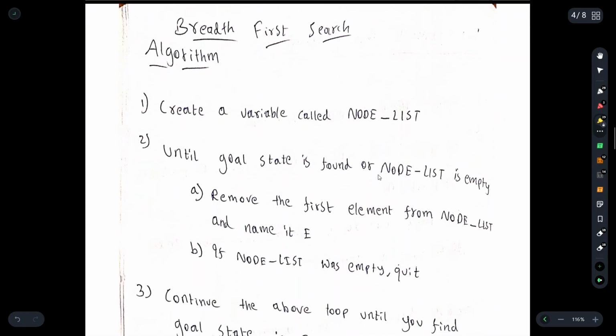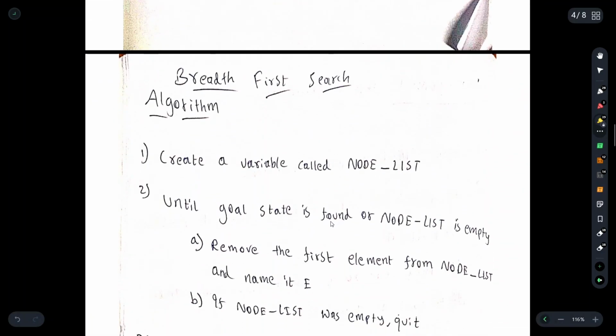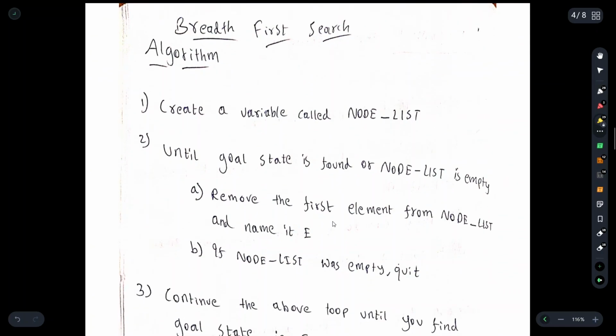Now here we can see the algorithm. We need to create a node list, and a list is nothing but this queue data structure. Until the goal state is found or the node list is empty, remove the first element from the node list and name it E. If the node list was empty, quit.